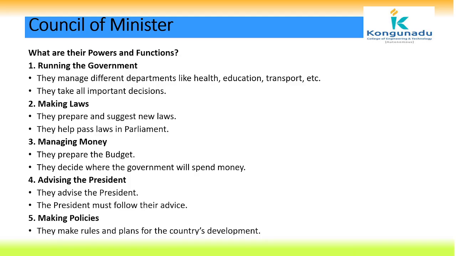For example, suppose we are facing a health crisis like Corona, COVID-19. At that time, the Prime Minister leads the meeting. The Health Minister plans hospitals, vaccines, and medical support. The Finance Minister provides money for relief, and the Transport Minister arranges trains and buses for people. They are together: the Council of Ministers works as a team to solve the problem during the COVID-19 period.